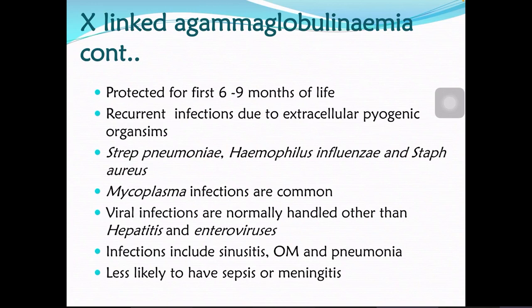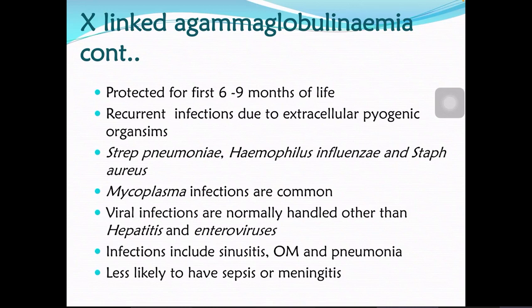So now these patients are usually protected for the first 6 to 9 months of life. You know that maternal immunoglobulin is transferred through the placenta to the baby. I said that the levels become very low by about 4 months, but most patients are generally protected up to about 6 months. So the patients who have B cell problems are likely to present when the maternal immunoglobulin levels are going down.